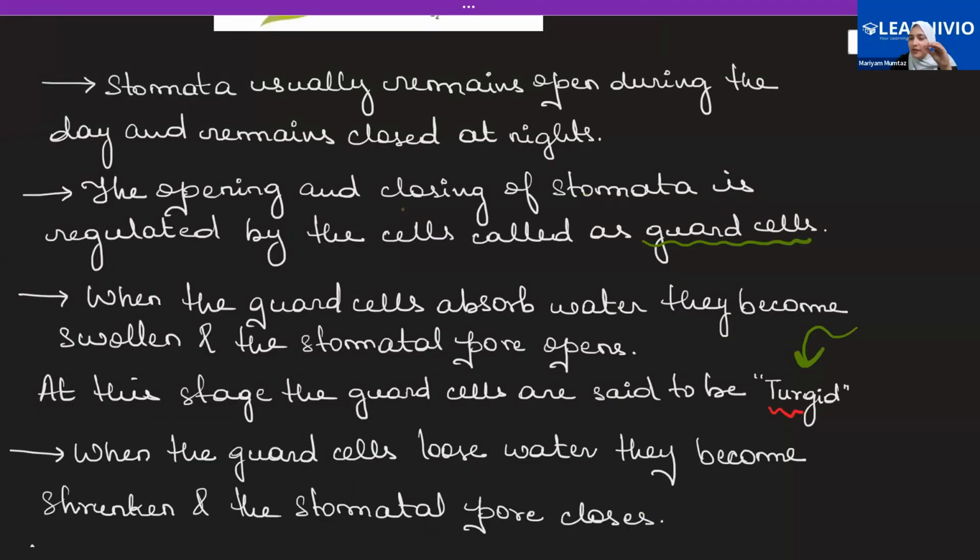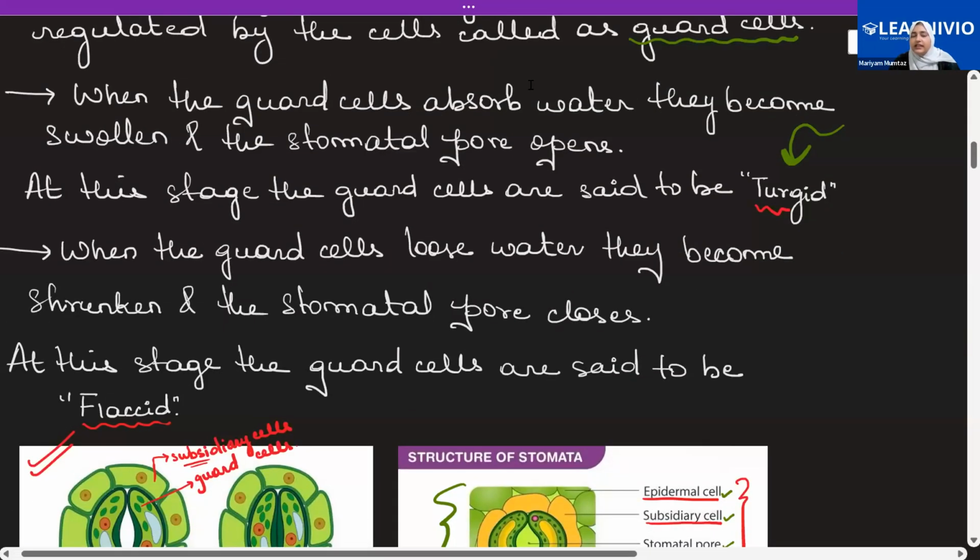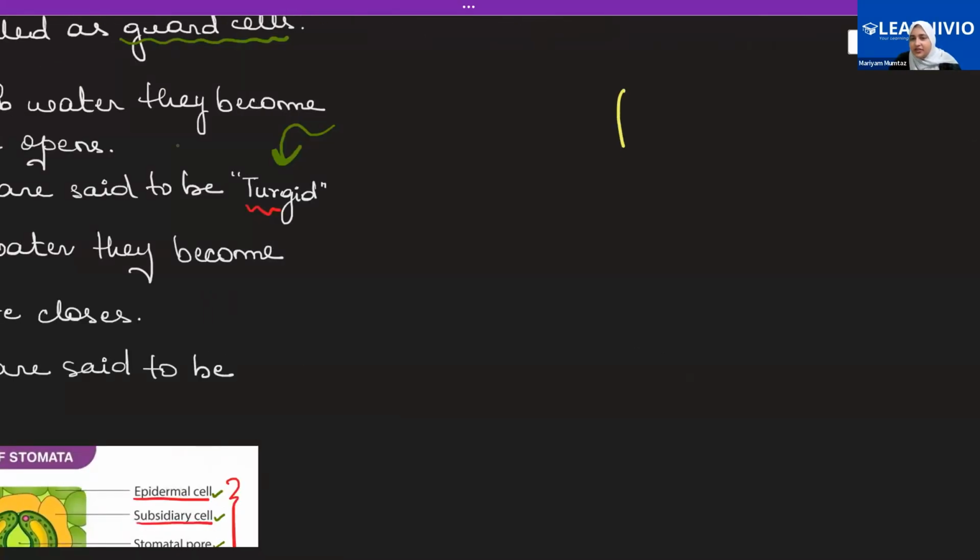So what can we conclude by this? We can conclude that the stomata is opening and closing. And how do they do that? The opening and closing of the stomata is regulated by the guard cells. The guard cells regulate the opening and closing of the stomata. When the guard cells absorb water, they become swollen. Surrounding the stomatal pore, there will be thick cells called the guard cells.